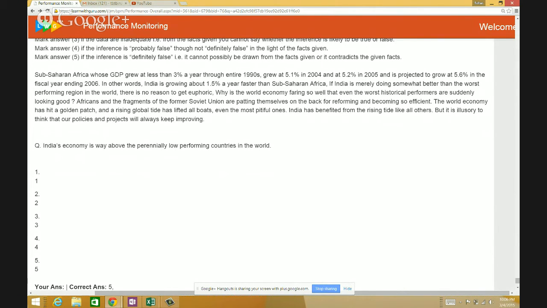So this is talking about Sub-Saharan African GDP growth, given as facts to you. And they say that India is growing 1.5 years faster. So what's the big deal?